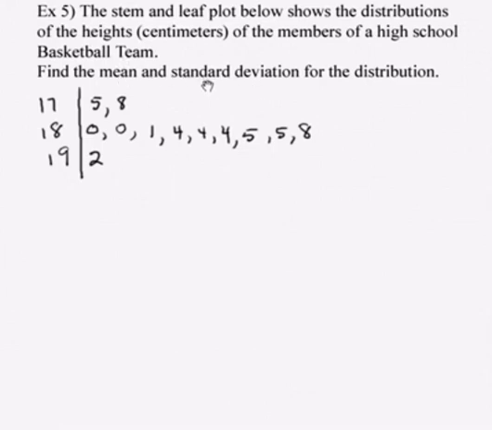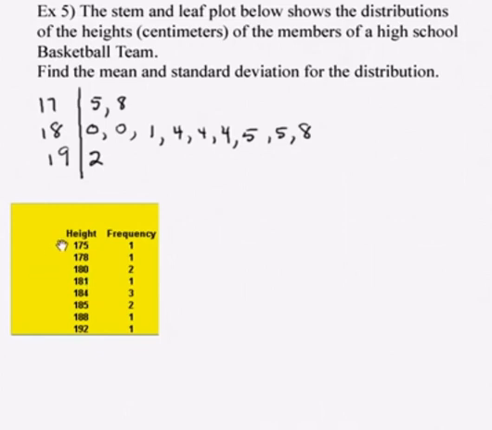Of course, it doesn't ask it, but to find the standard deviation, we have to find the variance, since standard deviation is the square root of the variance. So we were going from a height of 175 centimeters all the way to 192. I suggest making a list, and we're going to make a frequency chart.